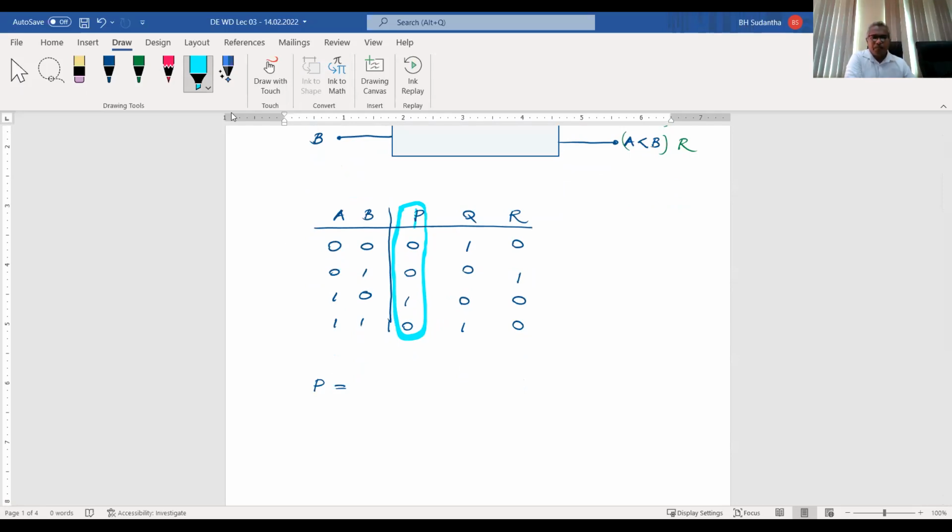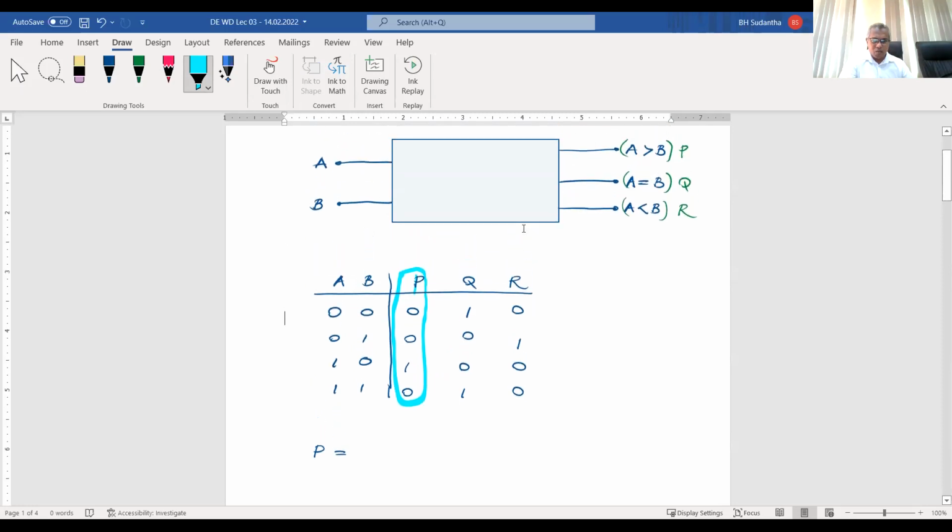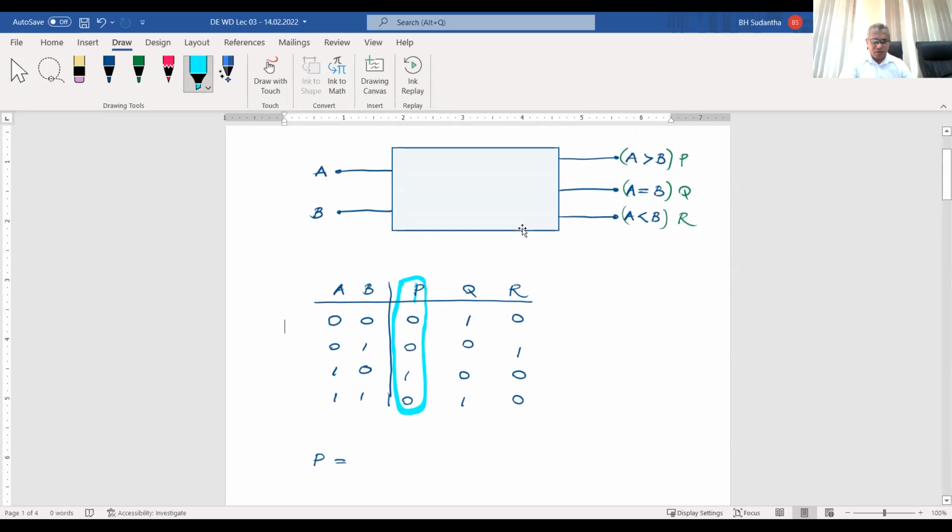One question is asking how to prepare this truth table. Here we have to produce 3 outputs: A greater than B, A equals B, and A smaller than B. These are the 3 outputs we have to produce. These are the 2 numbers we have to consider, A and B, which are single bit numbers. Then we have to consider the value of these numbers.